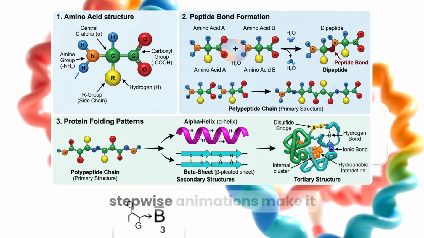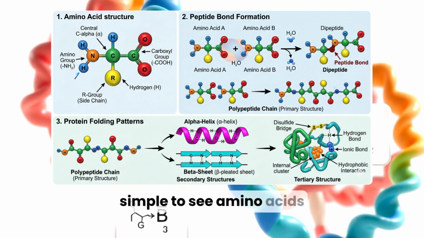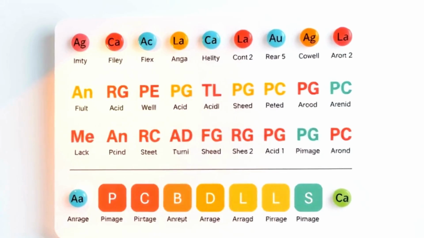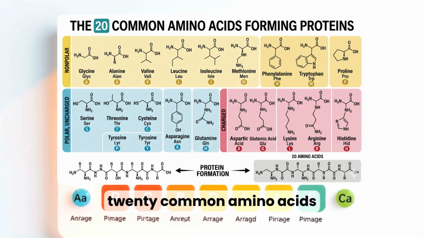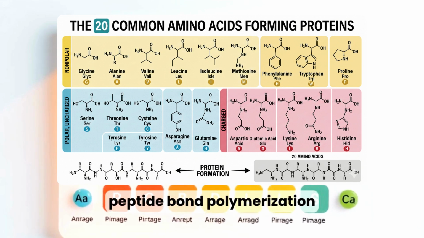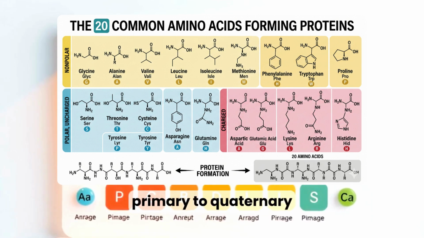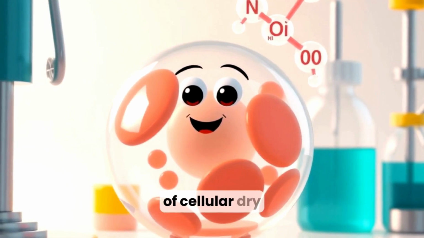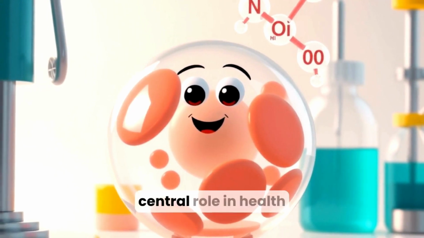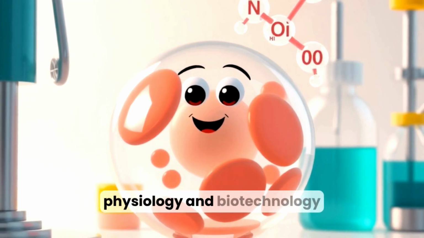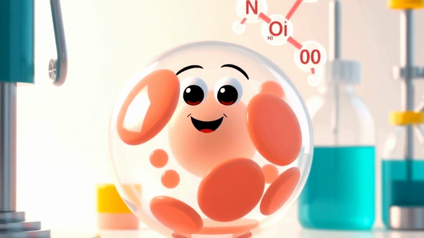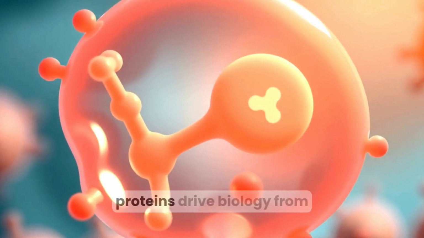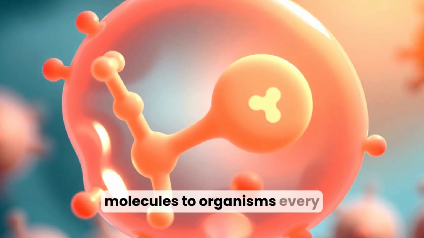Color-coded 3D models and stepwise animations make it simple to see amino acids, peptide bond formation, and folding patterns at a glance. Remember these essentials: 20 common amino acids, peptide bond polymerization, and hierarchical folding from primary to quaternary structure. Their diversity and abundance, often more than half of cellular dry mass, underscore protein's central role in health, physiology, and biotechnology applications. Explore further by studying sequence, structure, and function, and you'll unlock how proteins drive biology from molecules to organisms every day.